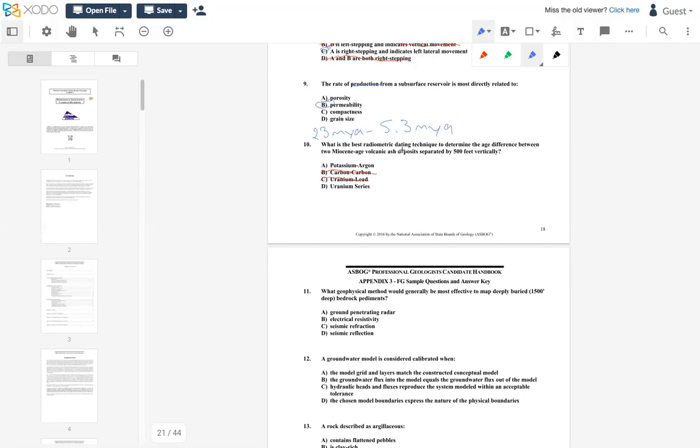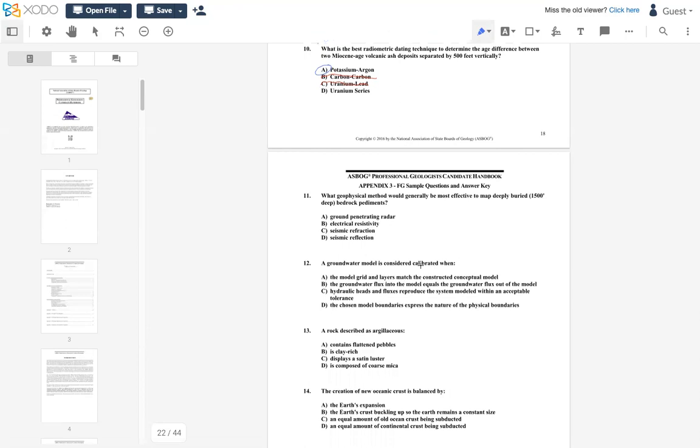We can later use the amount of argon 40 that is available in a solid igneous rock to date it, because all of the other argon 40 will have escaped, and we will have produced more over time through the decay of potassium 40 to argon 40. So I feel pretty confident in saying A, potassium argon is our ticket. All right, going on to 11.